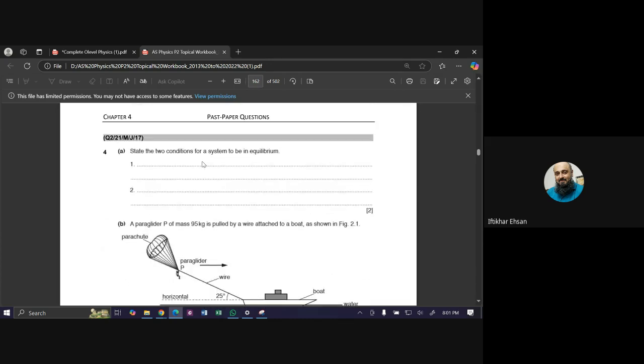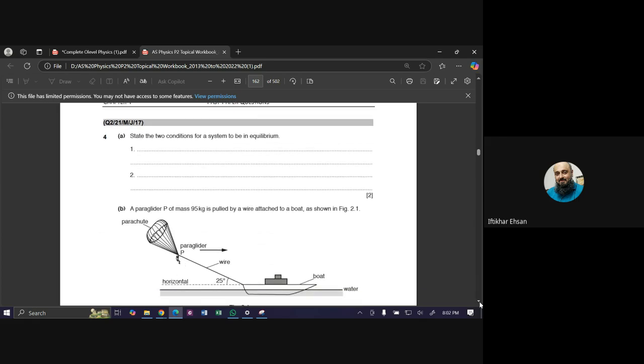The condition of a system in equilibrium: the resultant force is zero and the resultant torque is zero. You can say the sum of clockwise moments is equal to the sum of anticlockwise moments, right?